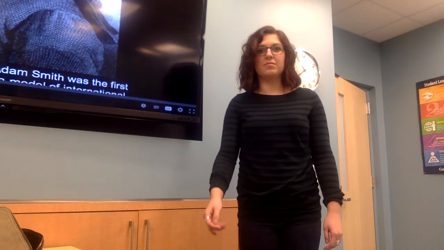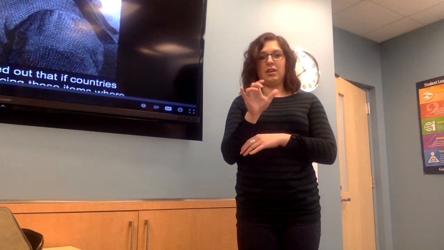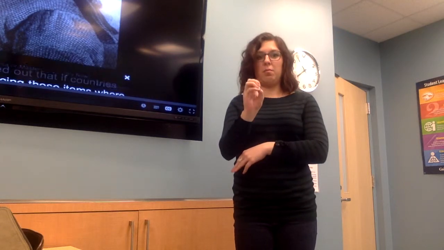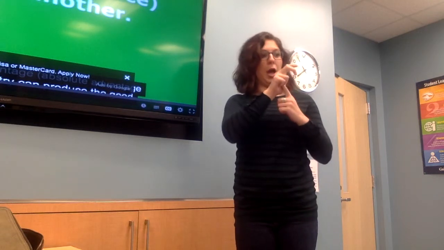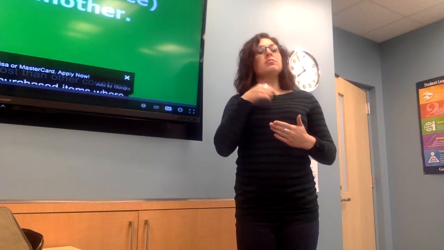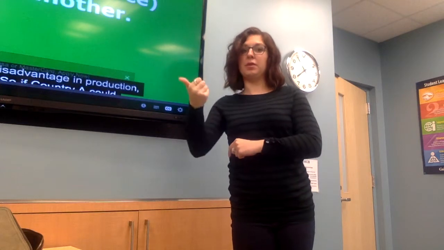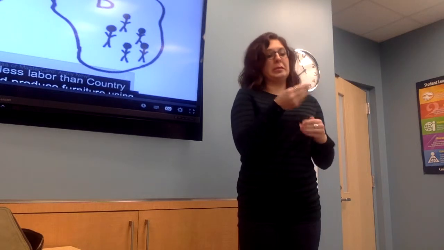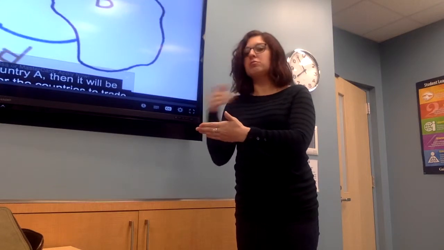Model of international trade. Back in the 1700s, Adam Smith was the first person to formalize a model of international trade. Smith figured out that if countries specialized in producing those items where they had absolute advantage, which means that your country can produce the good at a lower resource cost than other countries in production, and purchased items where they had an absolute disadvantage in production, they'd be better off. So if country A could produce food using less labor than country B, and country B could produce furniture using less labor than country A, then it would be mutually beneficial for the countries to trade with each other.